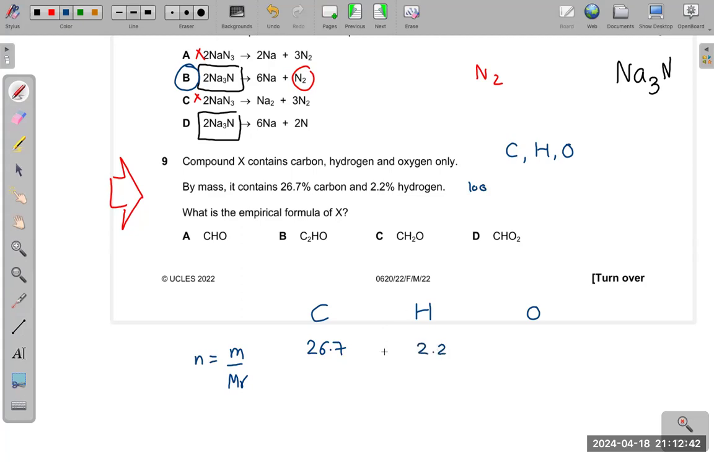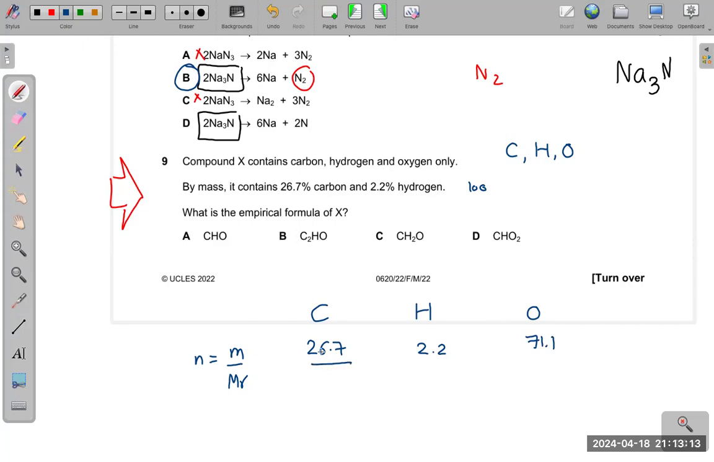But what about the oxygen? How can I find the oxygen? I can find the oxygen with subtraction. I can subtract the rest of the amount from the hydrogen. I'm trying to find my calculator. So I'll subtract the carbon and the hydrogen from 100. So I have 100 minus 26.7 minus 2.2. So 71.1 grams is oxygen.